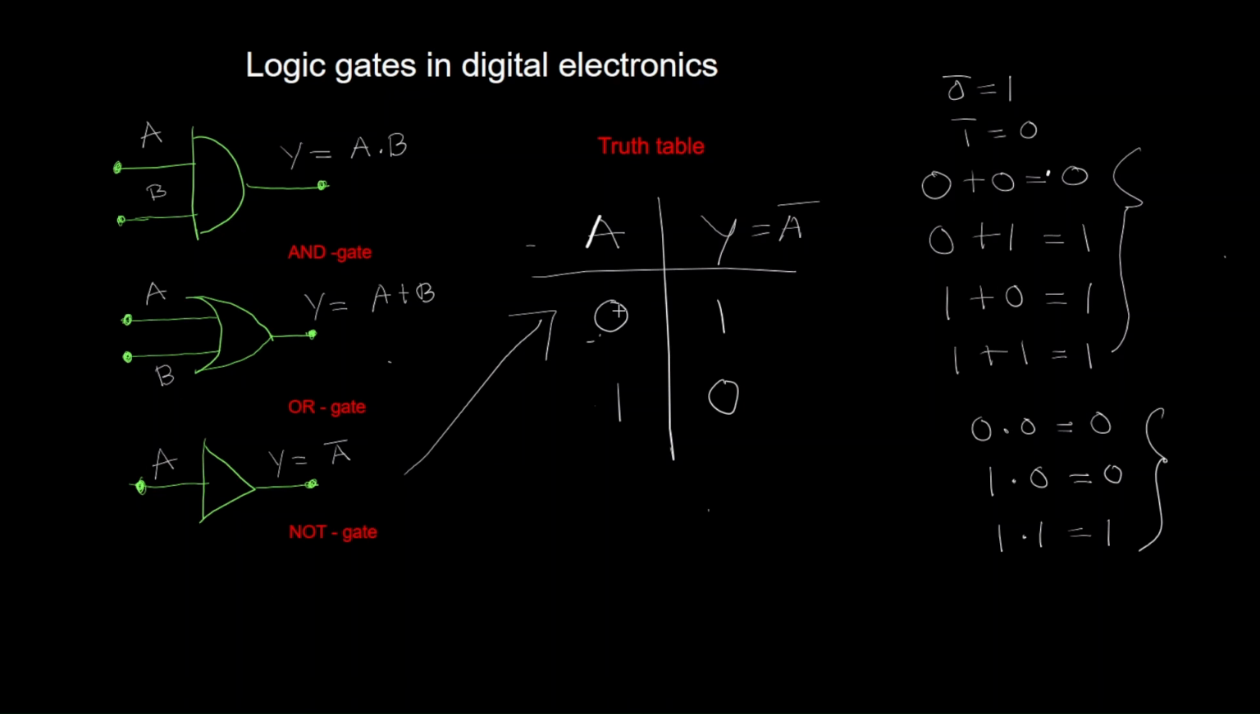So this is the logic truth table of the logic gate called the NOT gate.